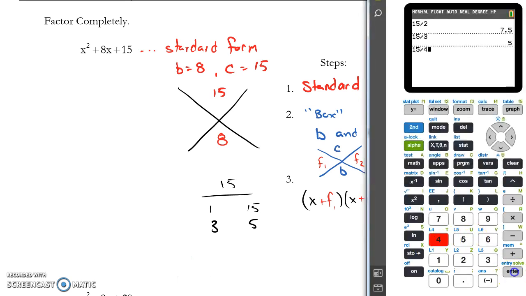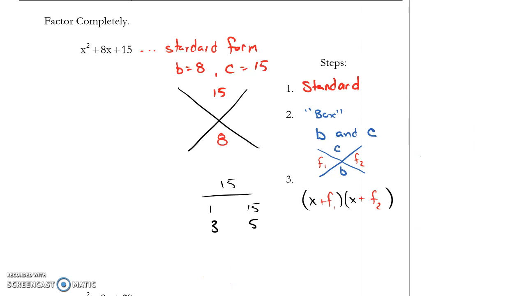15 divided by 4. Decimal, don't put it in your list. Good news. You already have 5 on your list. You don't have to keep checking. You know 5 works. It's 5 and 3, and you don't have to repeat numbers. Then just check. What adds up here? This adds to 16, not my answer. This adds to 8, that's my answer. Positive 3, excuse me, and positive 5. 3 times 5 is 15, 3 plus 5 is 8. Those are my factors. They go in my binomials.